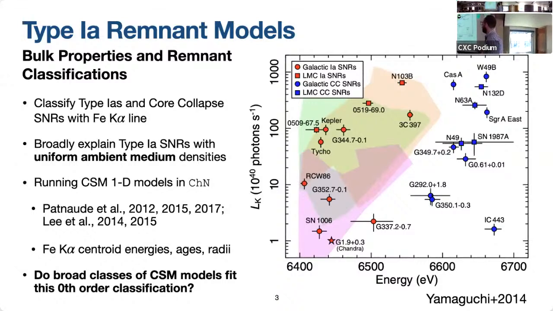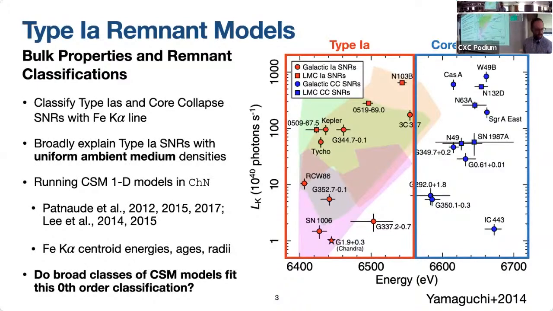This plot has been brought up beforehand, but in a 2014 study, Yamaguchi et al. found that if you look at the iron K alpha centroid energy and line luminosity, you have a really good way of classifying supernova remnants. We have type Ia on the right in red circles and squares, and core collapse on the left in blue circles and squares. This gives us a diagnostic tool if we run an explosion model through an ambient medium. These shaded regions here show that you can broadly explain Ia remnants using uniform ambient medium densities. So the goal here is to see how much circumstellar interaction we can get away with and plot that on this plot.